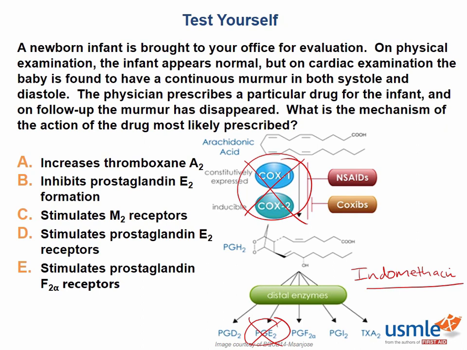So after going through all that, can you tell us what our answer is? There you go, it's B. Inhibits the production of prostaglandin E2.